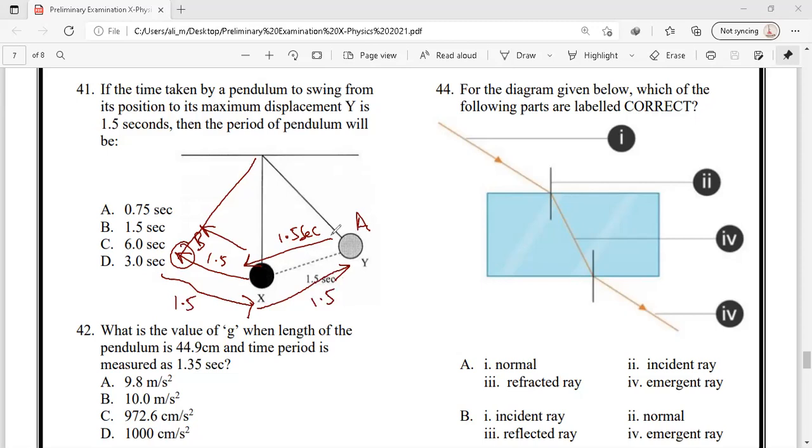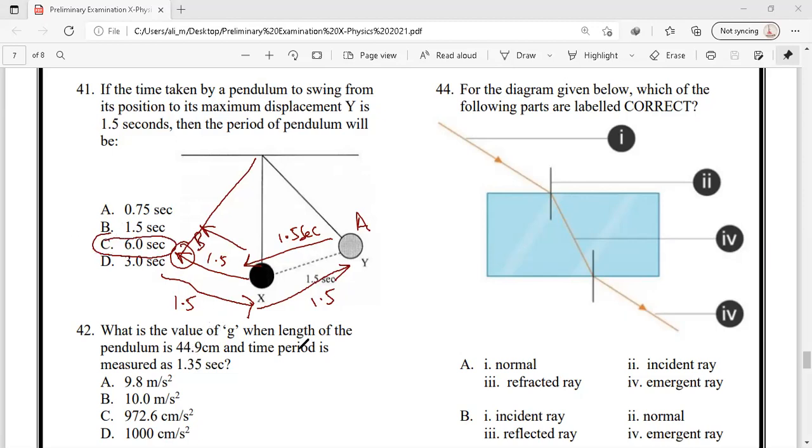This will complete one vibration of this pendulum, and the time required for one vibration is equal to the time period. So, overall, this pendulum will take 6 seconds to complete its one vibration. Option C is the correct answer.